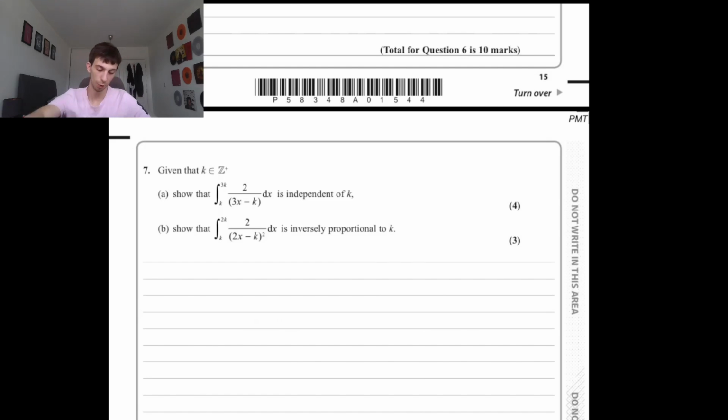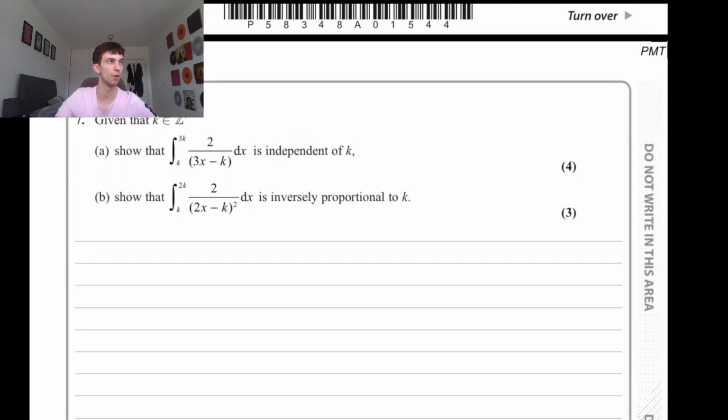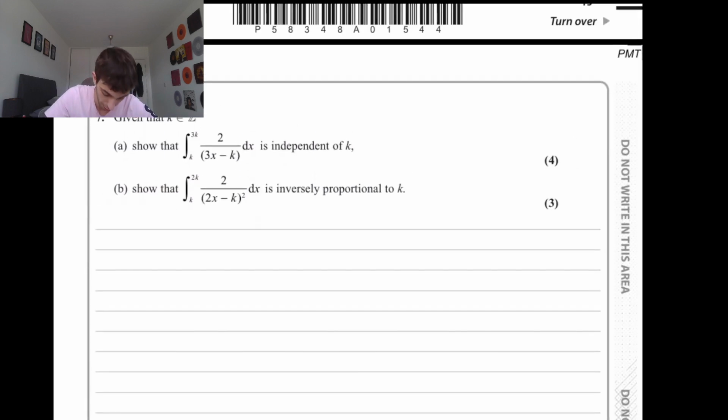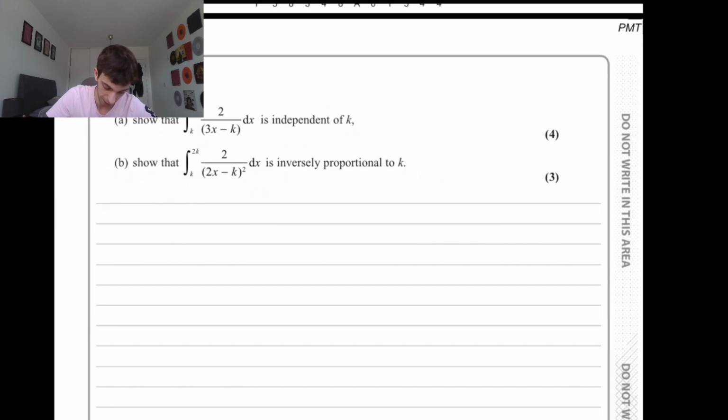Okay, so question 7, a little bit of integration. Given that k is a positive integer, show that the definite integral, upper limit 3k, lower limit k, of 2 over (3x minus k), integrating with respect to x, is independent of k. So let's just do the integral and show that the answer has no k's in it. That's what they mean when it's independent of k. So here we go.